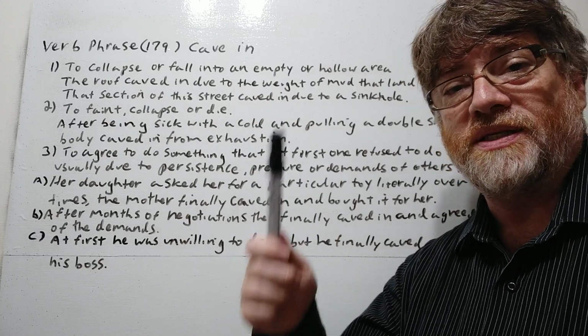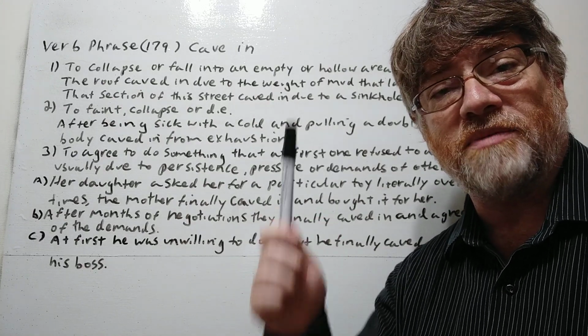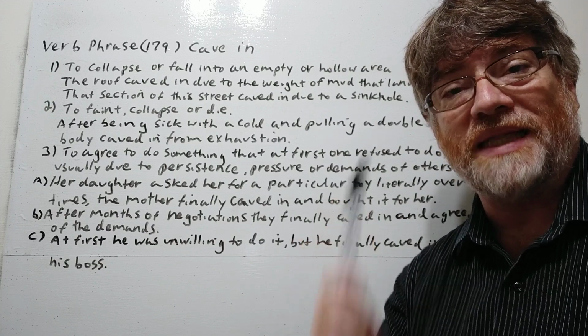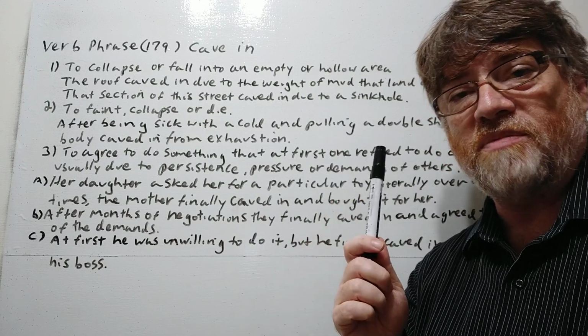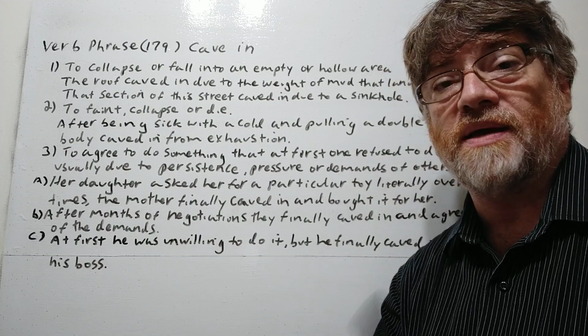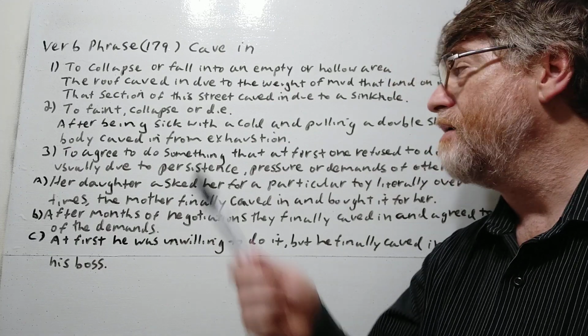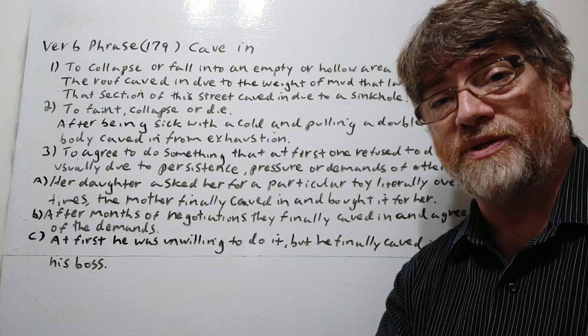So we could say that somebody's body caved in or somebody's legs caved in, and they just fell down, they collapsed. Maybe they passed out, they fainted, something like that. Of course, if somebody died, that could happen as well.